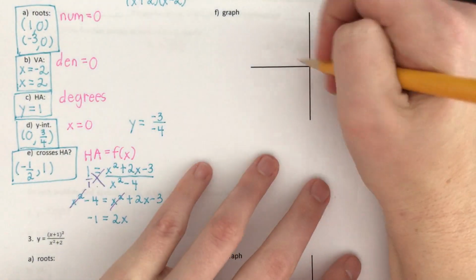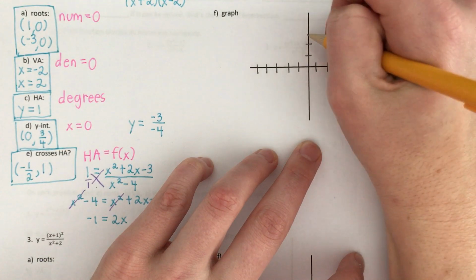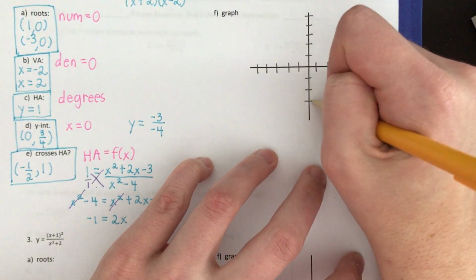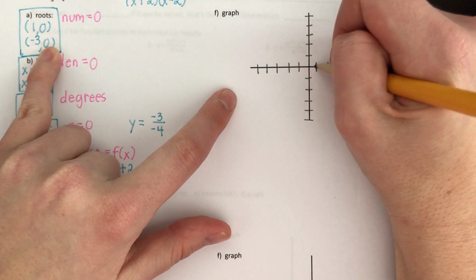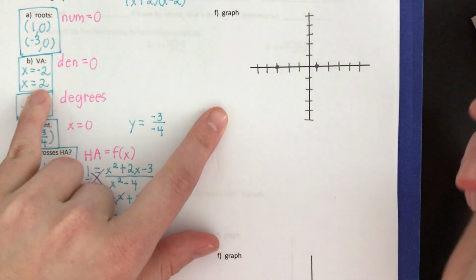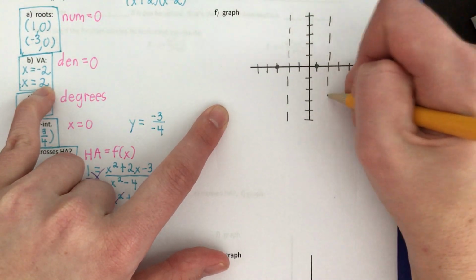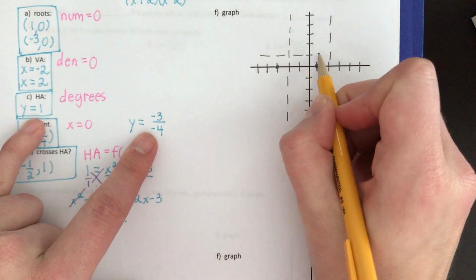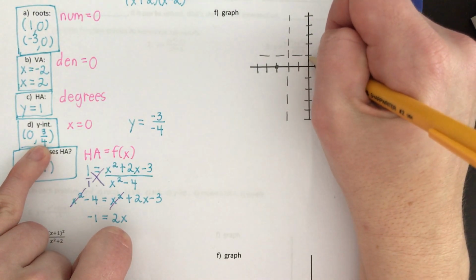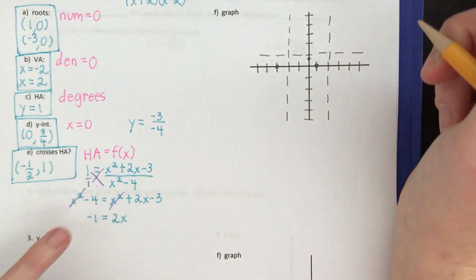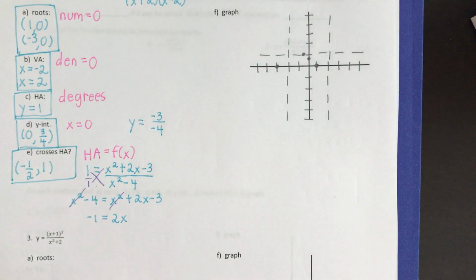Okay, let's start drawing. Okay, so we have roots at 1, 0, roots at negative 3, 0, VA at x equals negative 2, as well as x equals positive 2, HA at y equals 1, and y-intercept at 0, 3/4. And then we cross through the HA at negative 1/2 comma 1. So that tells us a lot. Okay, that tells us a couple of things.